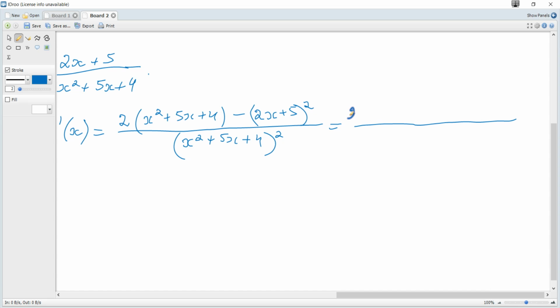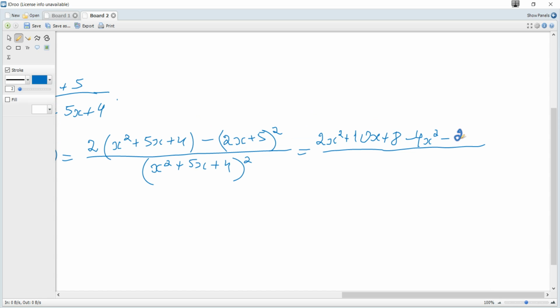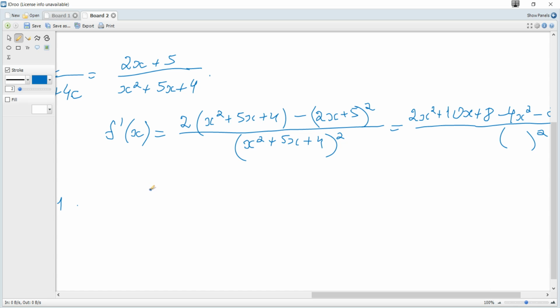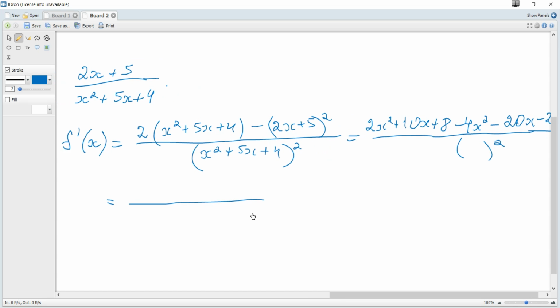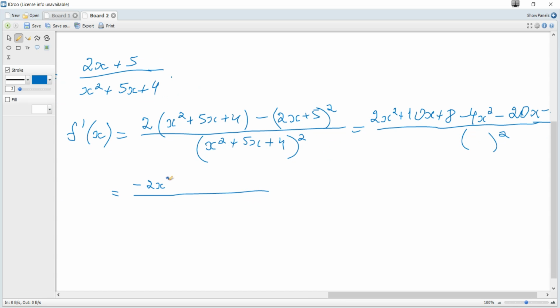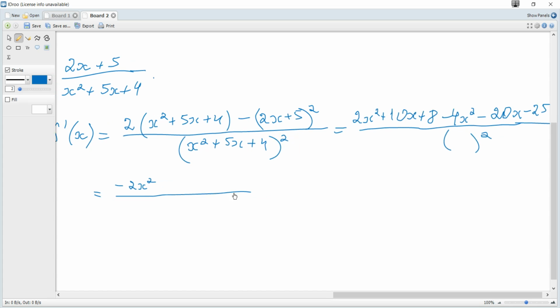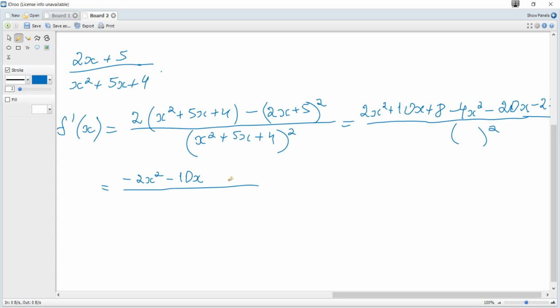And let's expand and simplify. So it becomes 2x squared plus 10x plus 8 minus 4x squared minus 20x minus 25, and it becomes negative 2x squared minus 10x and minus 17 divided by x squared plus 5x plus 4 squared.